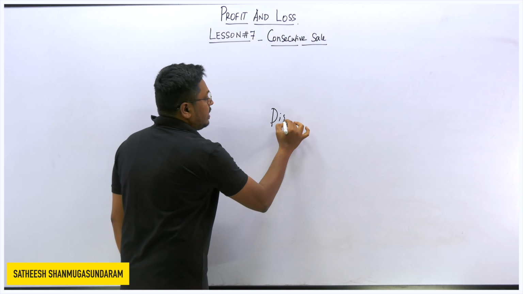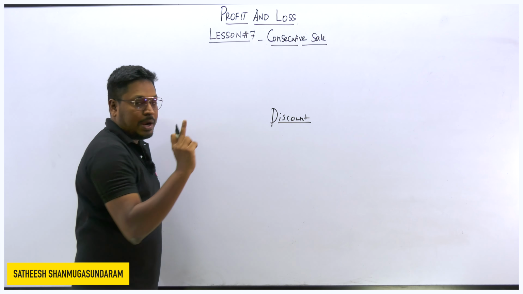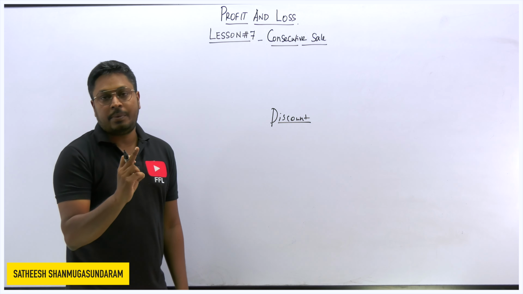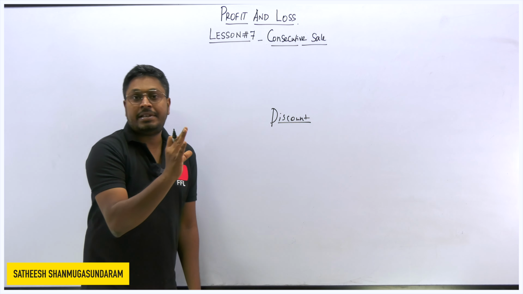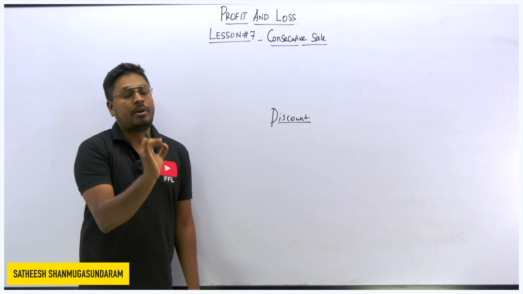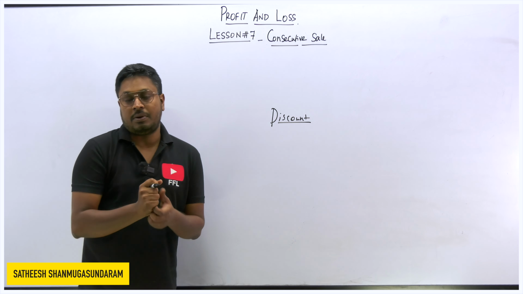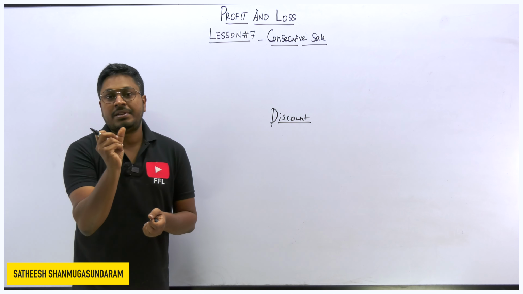I told you one thing in the first video itself, the introduction to profit and loss: it is split into 2 categories. Major 80% of the questions will be profit and loss, but inside profit and loss there is a category called discount. So 20% of the questions will be discount.